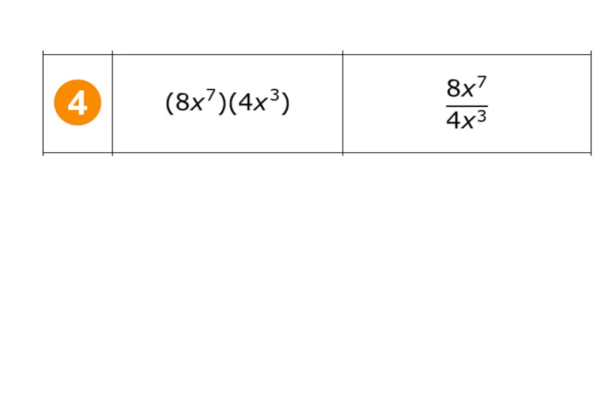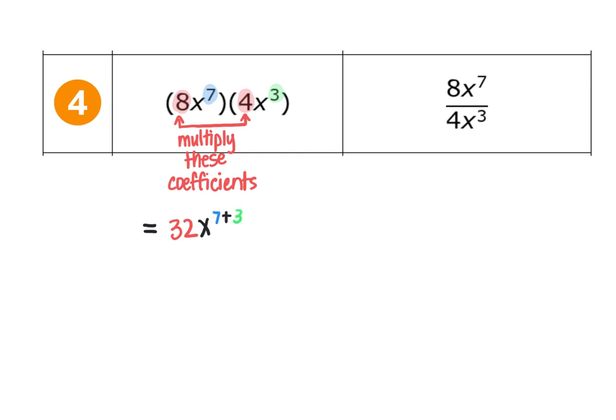Question number 4 adds some coefficients into the mix. In the first part, we have 8x to the power of 7 multiplied by 4x to the power of 3. We'll need to multiply the coefficients together. 8 times 4 will give us 32. And then we'll keep the base the same, and we'll add the exponents because they're being multiplied. So it will be x to the power of 7 plus 3, or x to the power of 10. Altogether, we'll have 32x to the power of 10.